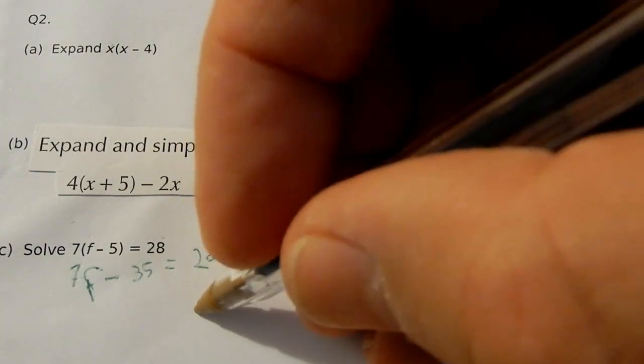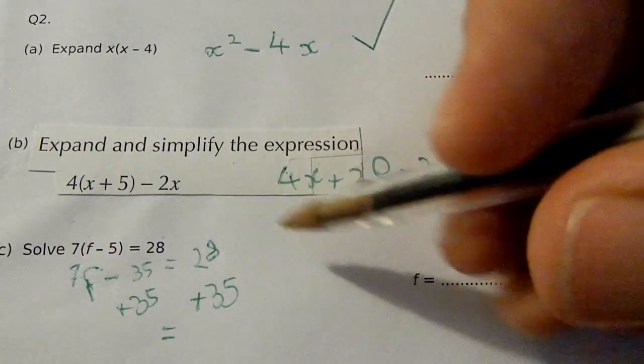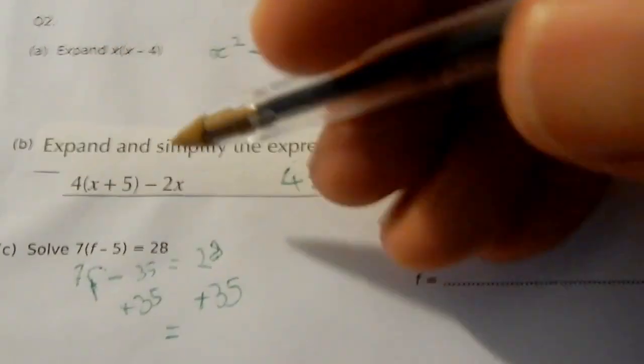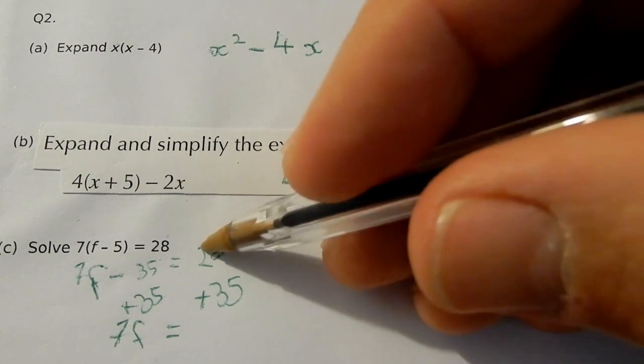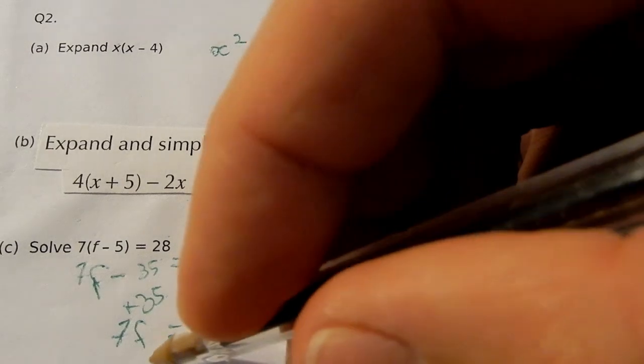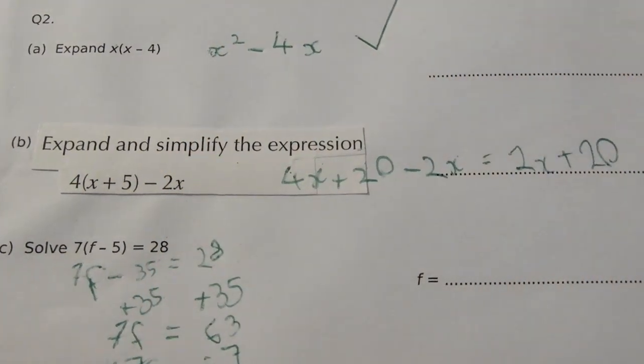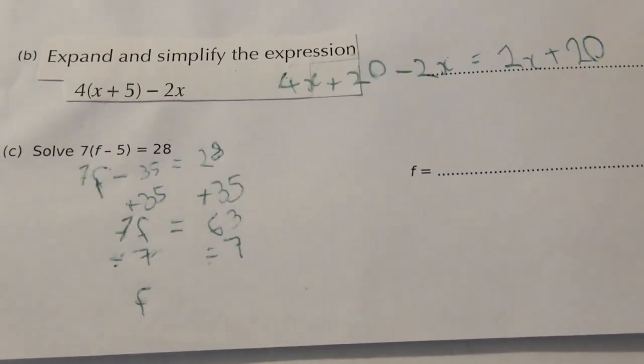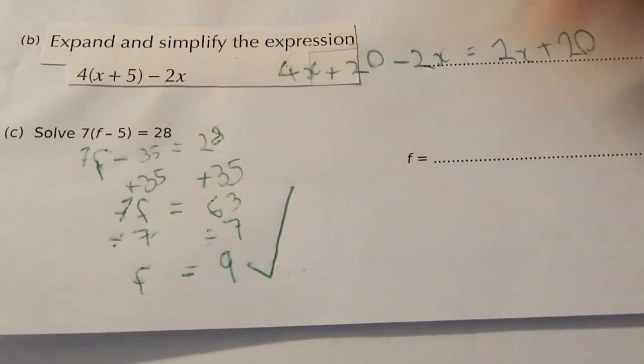Okay, next thing I'm going to do is the opposite of minus 35 is add 35 to both sides to keep the equals working. 35 take away 35 just leaves me with the 7f over here. That's going to be 28 plus 35, which is 63. Divide by 7. Divide by 7. f equals 9 euros. Tick.